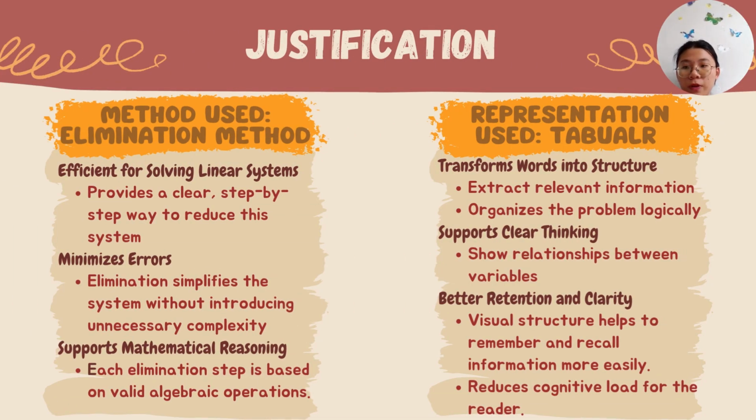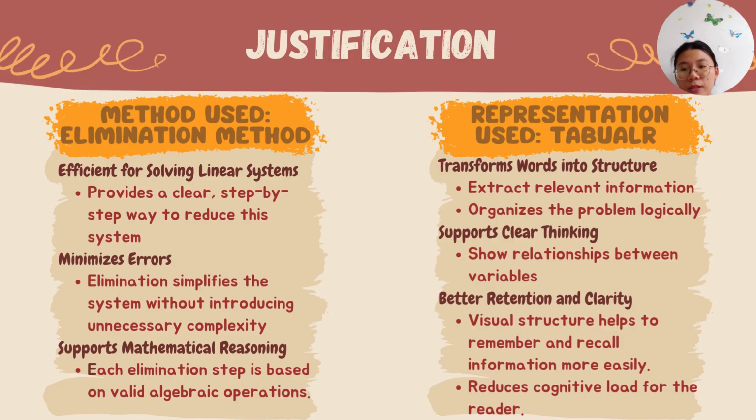Now let's move on to the justification for the method and representation that are used in solving the problem. On the left-hand side, we have the method used, which is the elimination method. This method is efficient for solving linear systems because it provides a clear step-by-step process to reduce the equation systematically. It helps to simplify the complex system in an organized way.